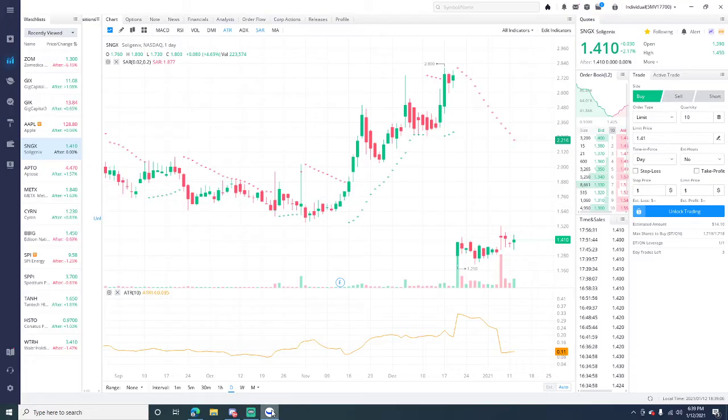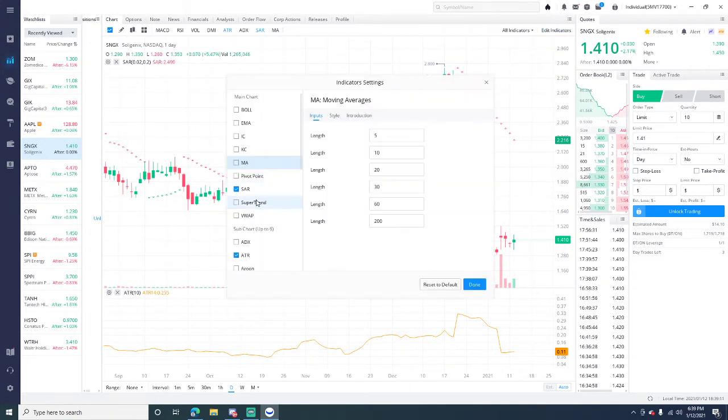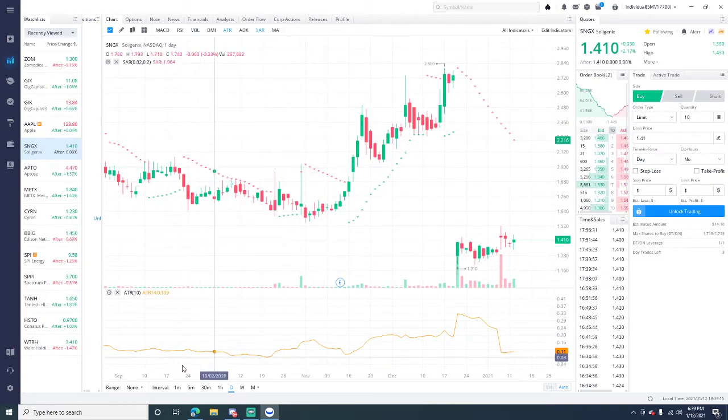The Parabolic SAR indicator on Webull is the SAR, so you go to Edit Indicators, you go to your main chart, and you go to SAR. It is up here in the main chart, not down here in the subchart like the ATR from last video.